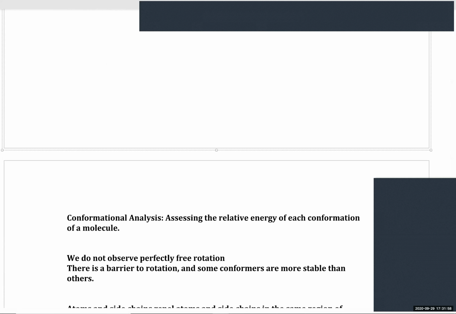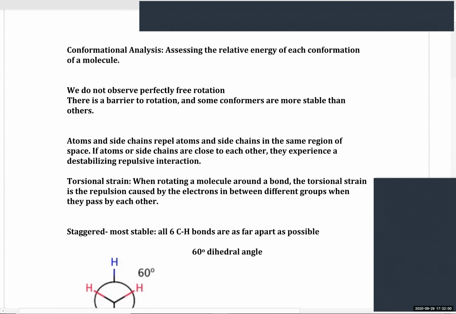Okay. So let's keep going now, and let's talk about conformational analysis. In conformational analysis, we're assessing the relative energy of each conformation of a molecule. Now, we don't observe perfectly free rotation. There is a barrier to rotation, and some conformers are more stable than others.